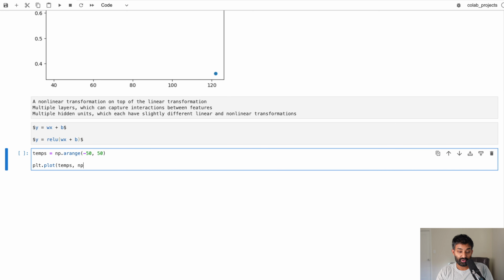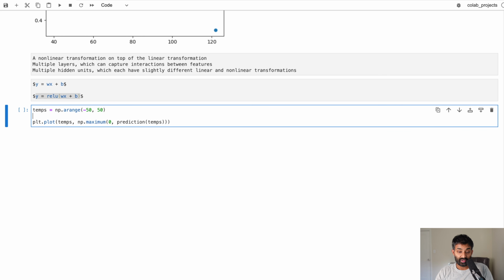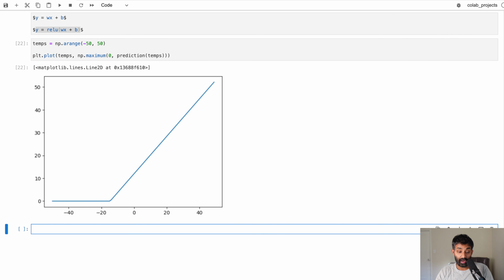So we'll plot temperatures, and then numpy.maximum(0, prediction(temps)). Basically, this is implementing the equation right here. We're taking our prediction function from earlier, predicting what tomorrow's temperature should be, and then applying the nonlinearity on top of it. All right, so it ends up looking like this.